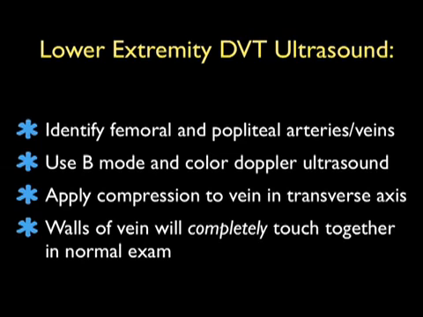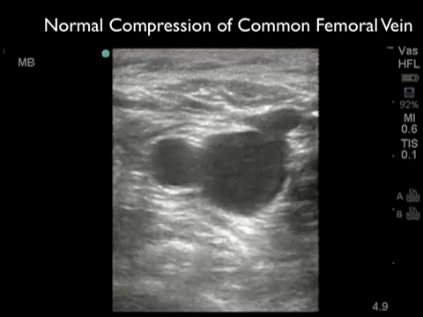We want to apply compression to the vein, pressing down with the probe in the short axis or transverse orientation. In a normal examination, the walls of the vein will completely touch together. Conversely, if a DVT is present, the walls of the vein will not completely touch together, as a thrombus within the lumen of the vein will prevent the walls from completely collapsing.